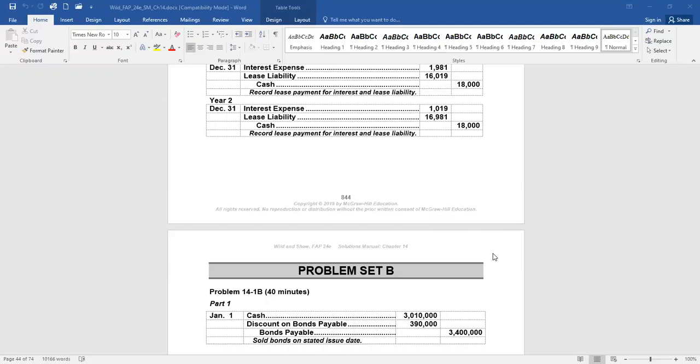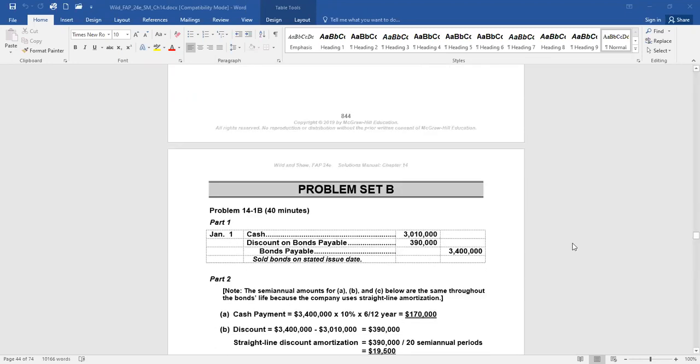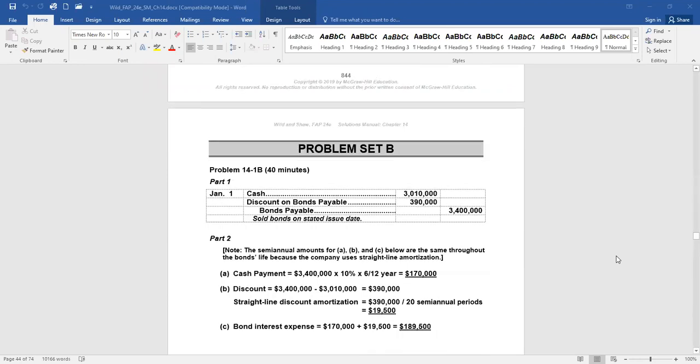It's caused because the contract rate of interest on the bond that's being sold here and the market interest rate for other bonds similar to it is different. And in this case, the market rate is higher. So we debit the difference to the discount on bonds payable account, which remember is a contra account. It's a contra to bonds payable. We always credit bonds payable for the principal.